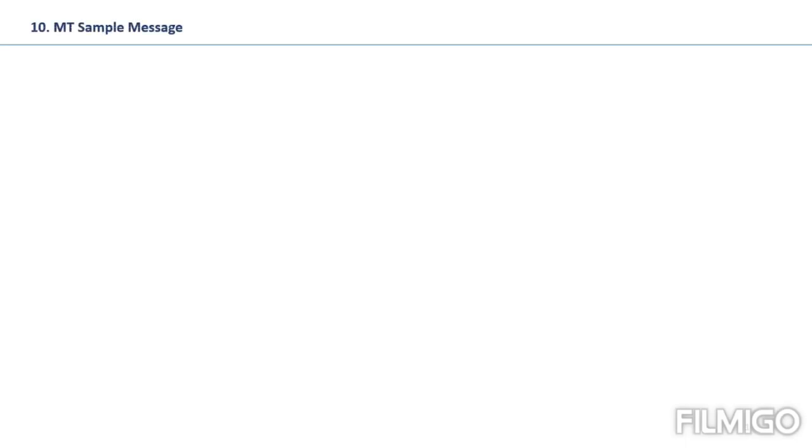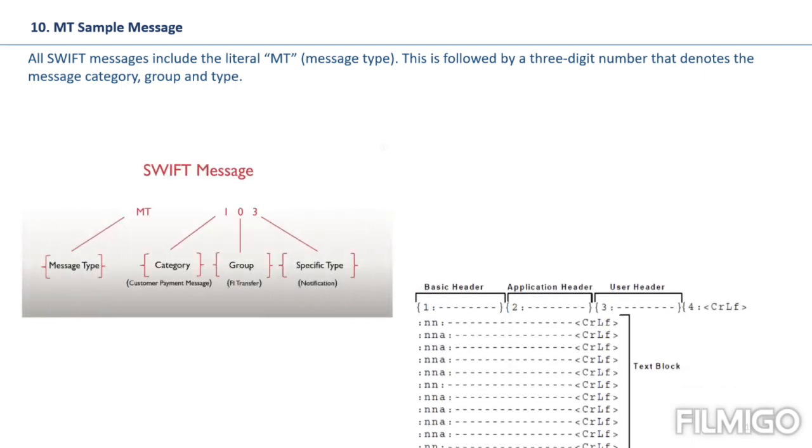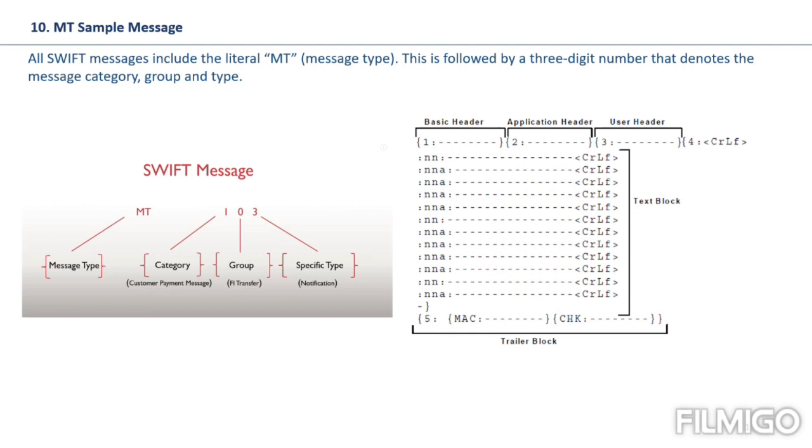Swift messages. There are two types of Swift messages, MT and MX. Let's navigate through an MT sample message. It will include the MT message type followed by a 3-digit number which denotes the message category, group and type. We can see at the bottom here we have MT, the message type, category, the group and the specific type.